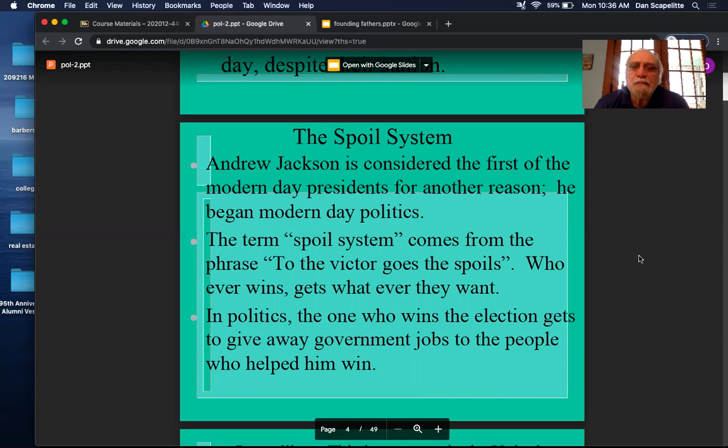He immediately begins this process of kind of turning the meritocracy on its head. He creates what is called the spoils system, which comes from the concept of to the victor goes the spoils. In other words, whoever wins the election can do whatever they damn well please. And typically in government, that means giving away government jobs to the people who are helpful to him.